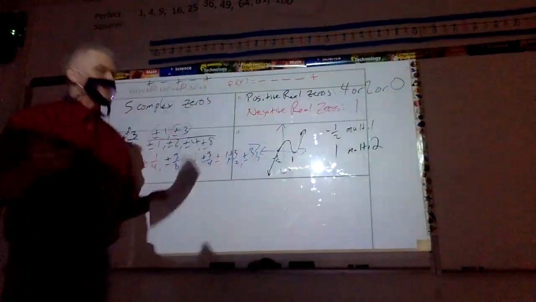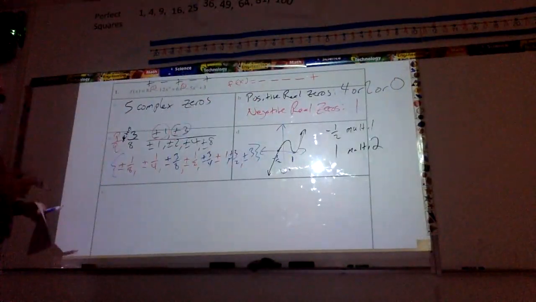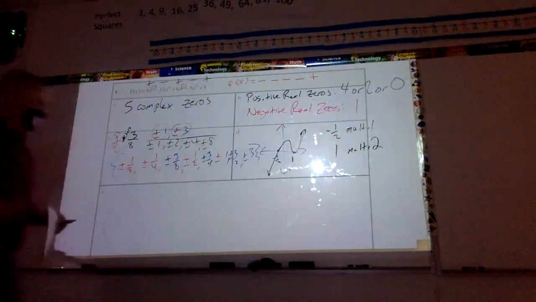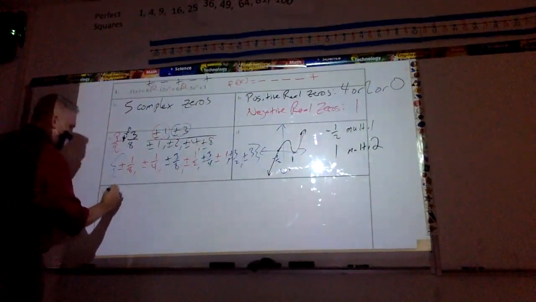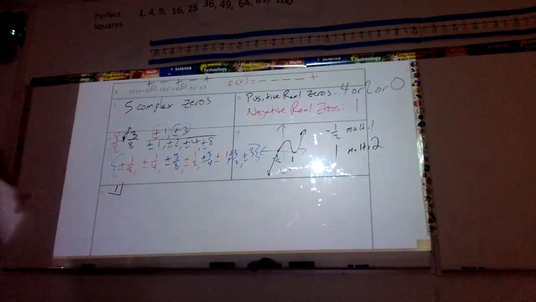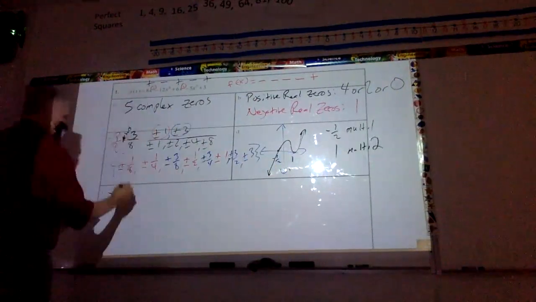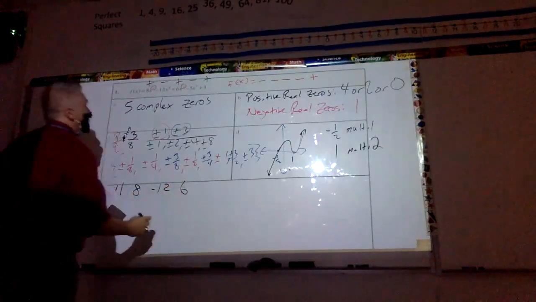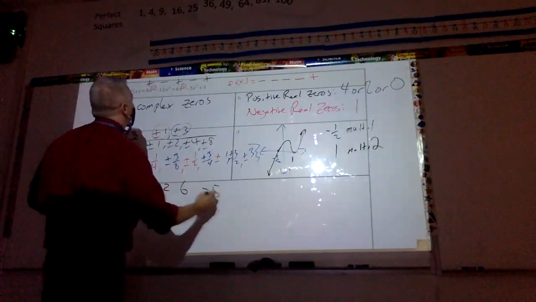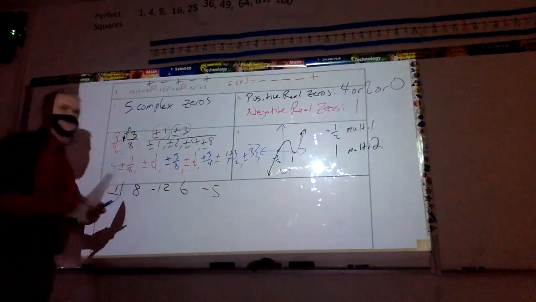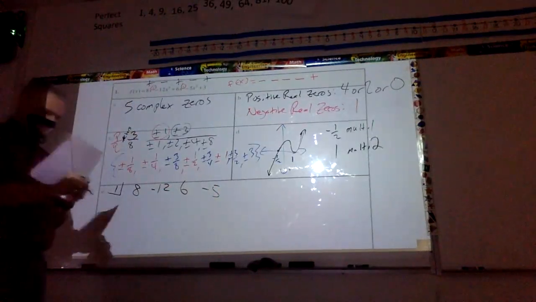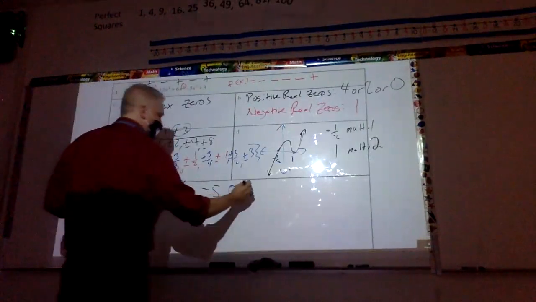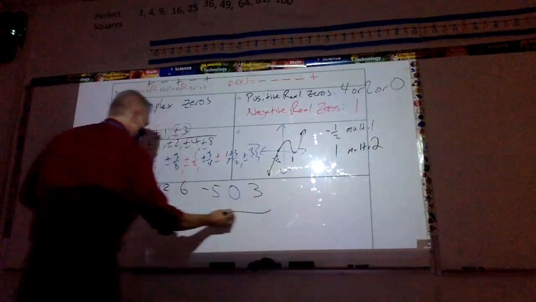We are going to synthetically divide this little baby. So we're going to do it twice with the 1 and once with the negative 1/2. So let's set it up. Let's do the ones first, because I really like to multiply by 1. Okay, so we've got 8, and negative 12, and positive 6, and negative 5, and 0, and positive 3.